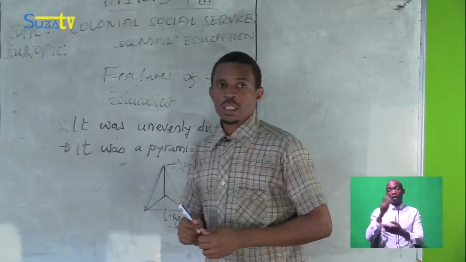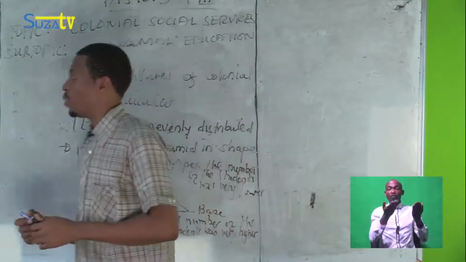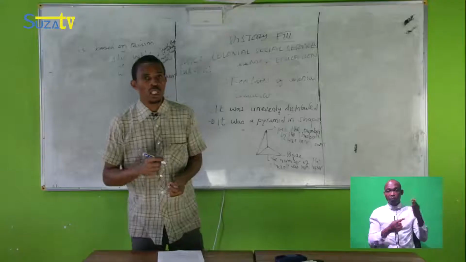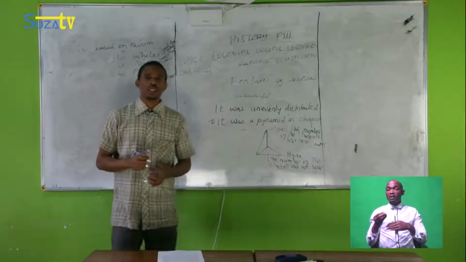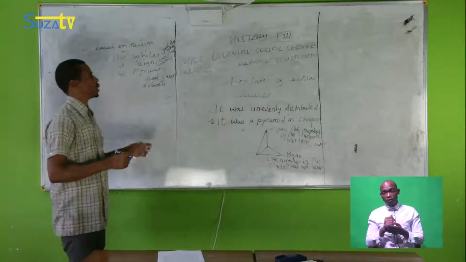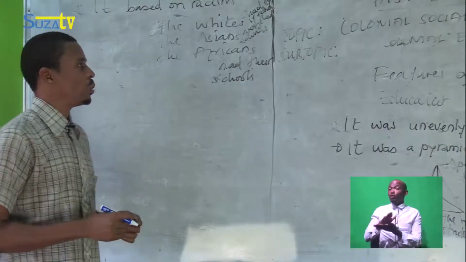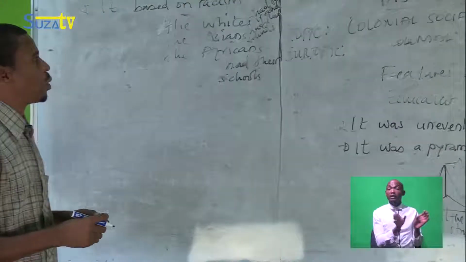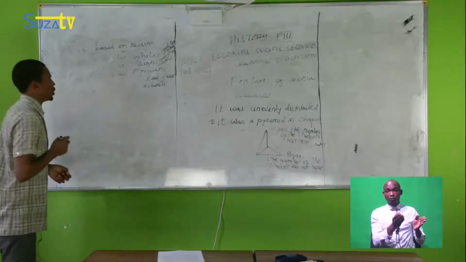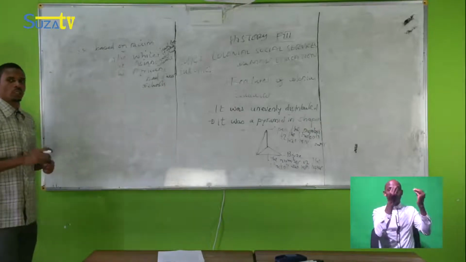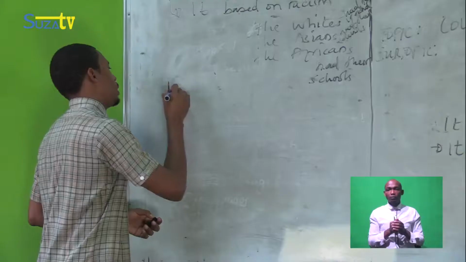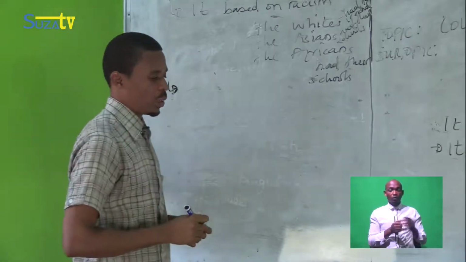Unfortunately, our fellow Africans were provided with the poorest education compared to other races. So being based on racism is one of the features of colonial education. Are we together? Okay? If we are together, we proceed with our lesson.